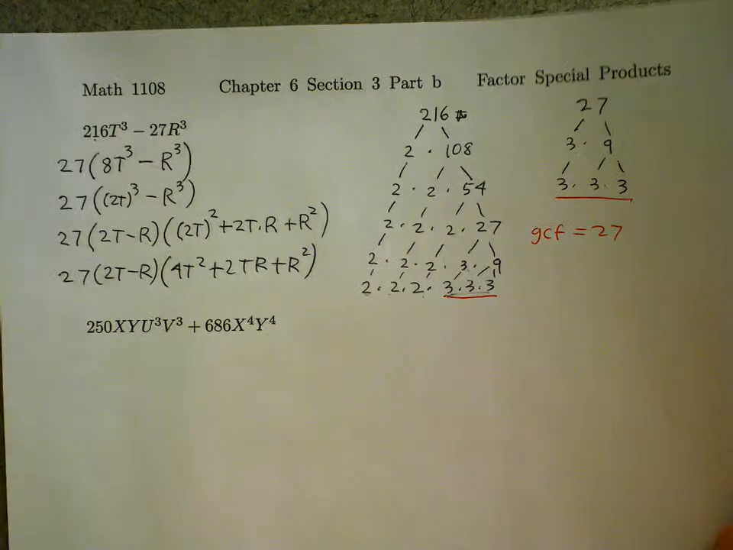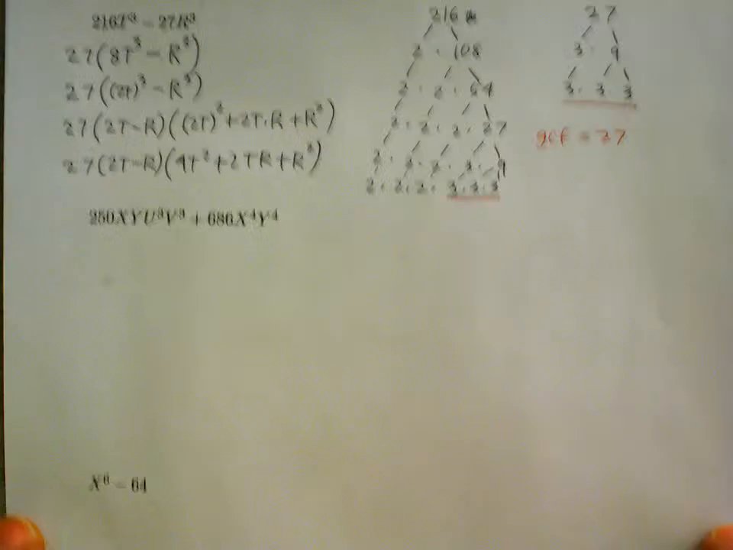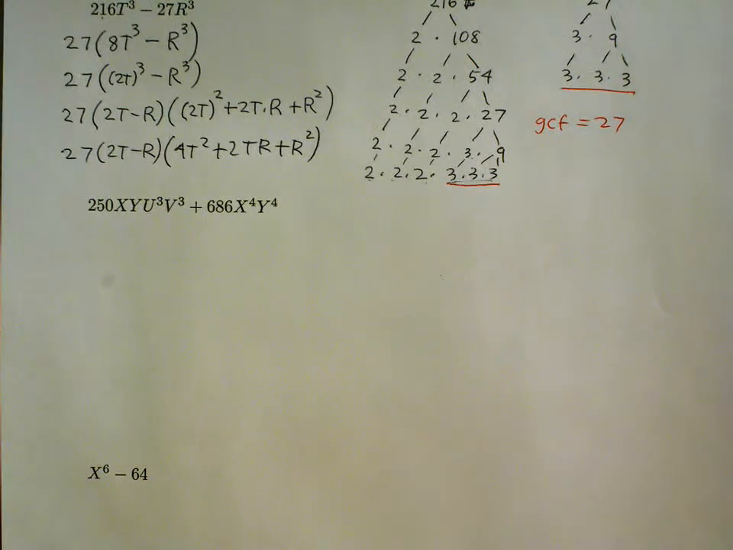Okay, let's look at the next example. 250xyu to the third v to the third plus 686x to the fourth y to the fourth. Okay, what's the greatest common factor of those two terms?